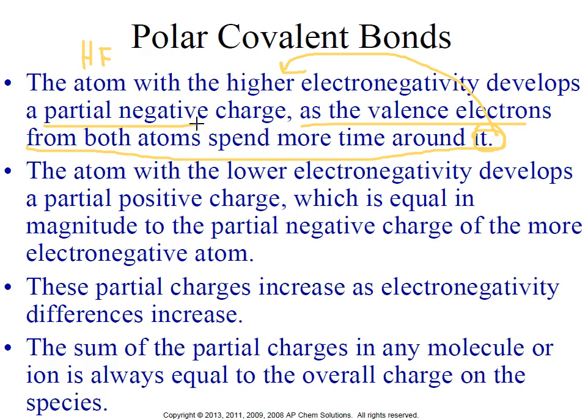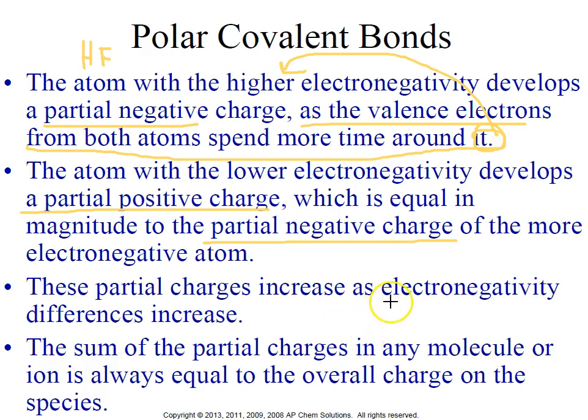It's a partial charge. The atom with the lower electronegativity develops a partial positive charge, which is equal in magnitude to the partial negative charge. So they add up to 0. If this one has a partial negative of negative 1.7, then this is a positive 1.7. Okay, that's just a random number, but they're equal in magnitude.